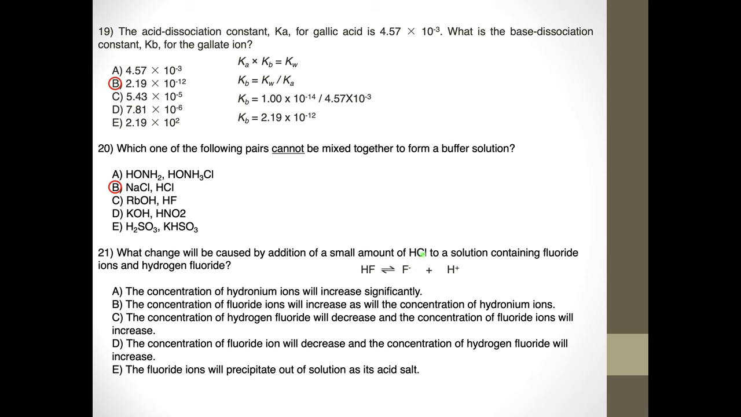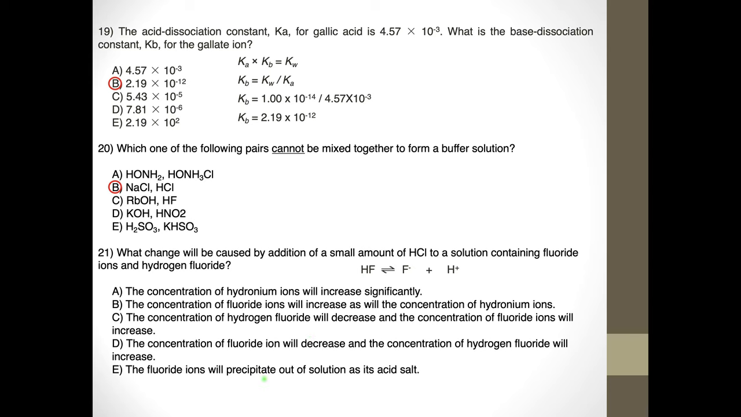So when you add a little bit of hydrochloric acid, a strong acid that dissociates completely, you increase the concentration of H positive in the solution. Because of that, the equilibrium will shift to the left to reduce this concentration, but at the same time you reduce the fluoride concentration. The concentration of hydrogen ions will increase significantly? That's just false. The concentration of fluoride ions will increase? Nope. The concentration of hydrogen fluoride will decrease? No, because if you shift to the left, you're going to increase this concentration. The concentration of fluoride ion will decrease and the concentration of hydrogen fluoride will increase? Yes.